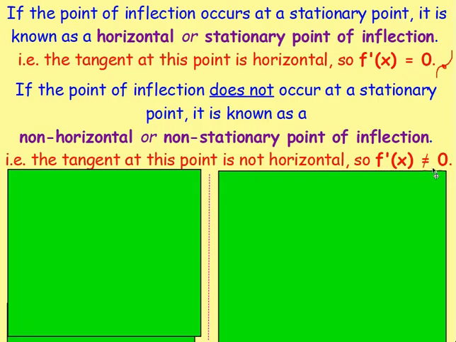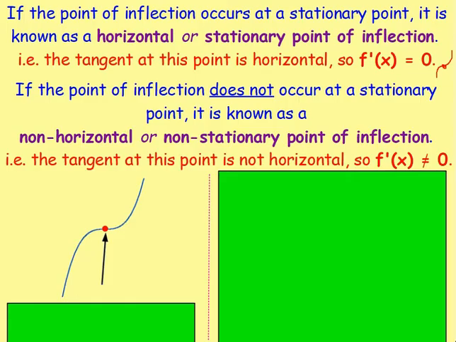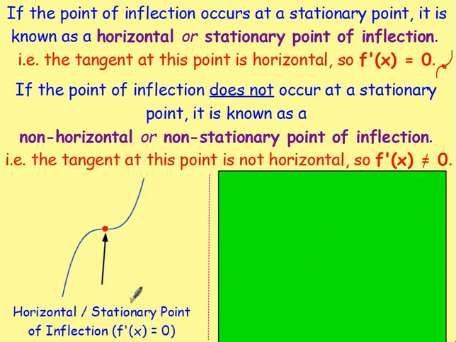Remember, stationary points occur when dy by dx equals 0 or f dash x equals 0. If it's not equal to 0, then it will be a non-stationary point of inflection. That is shown just with these diagrams here. So for this one, this is what we were dealing with last year. There is your stationary point.